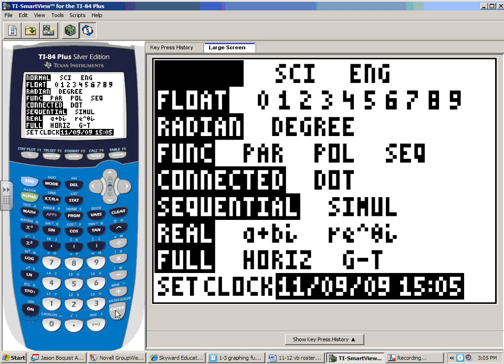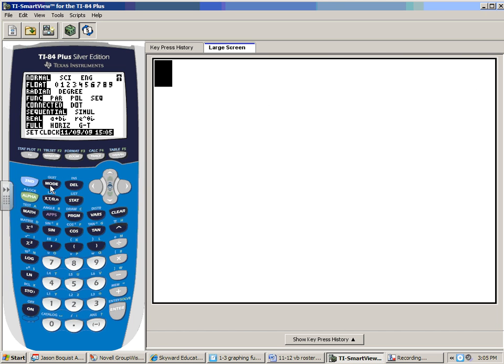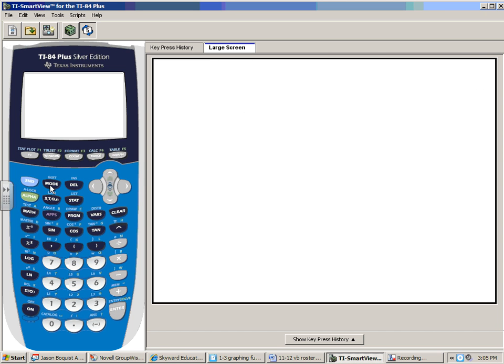Some are more important than others. Okay? Now you have to get out of there, and probably the easiest way to do that is to use the quit button, which is right above mode. Right? So you have the blue button first, and then mode. And I think for you on the 83, the second key is kind of orange or peach or whatever that is, to get out of there.